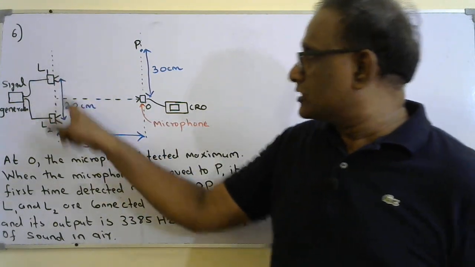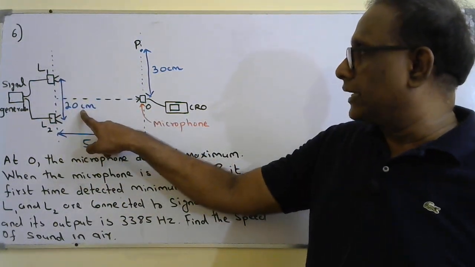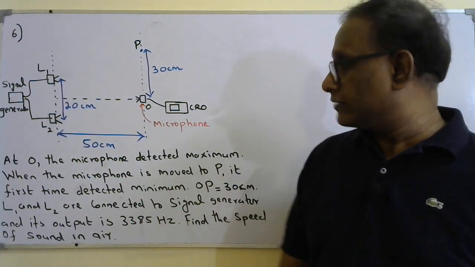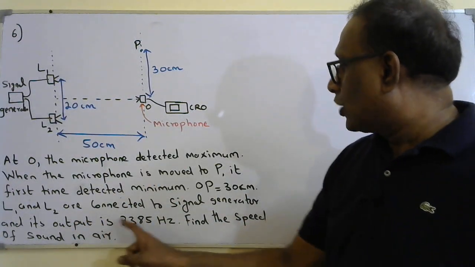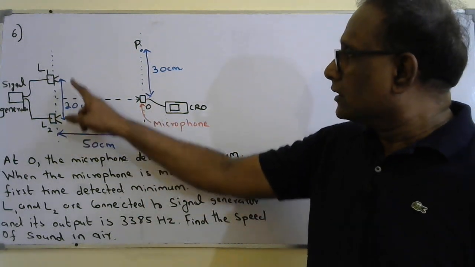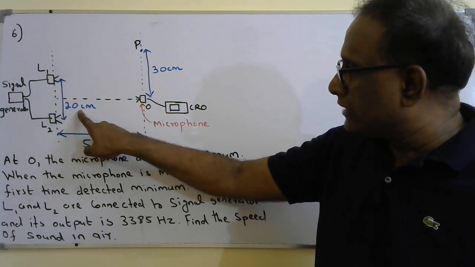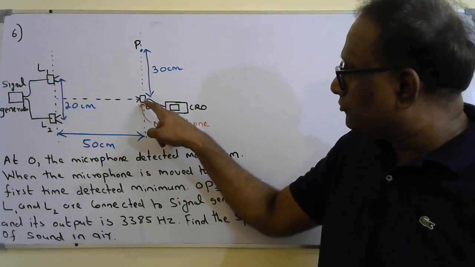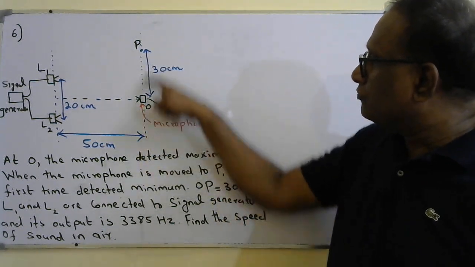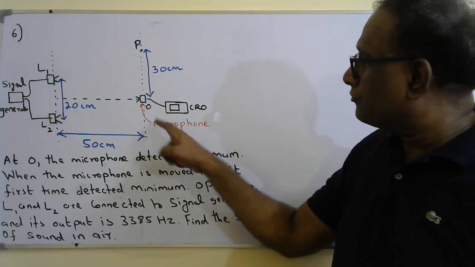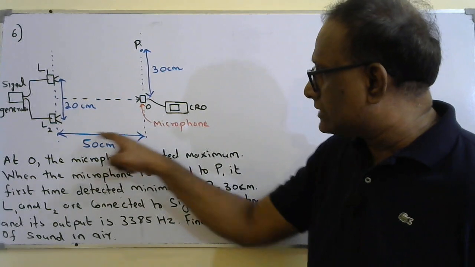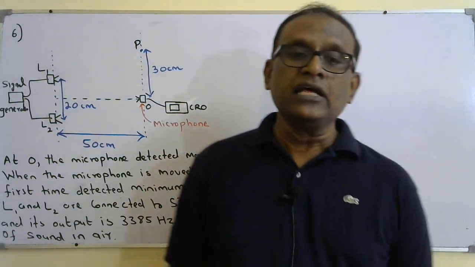Okay, L1 and L2 are two loudspeakers 20 centimeter apart. Both are connected to the same signal generator, so they are emitting coherent sound waves. The frequency of the signal generator output is 3385 Hz. O is the central maximum. The distance between the two loudspeakers is 20 centimeter. The microphone is kept here and it can move along this line. The distance from the line of the two loudspeakers to the line of movement of the microphone is 50 centimeter. That is also given in the question.